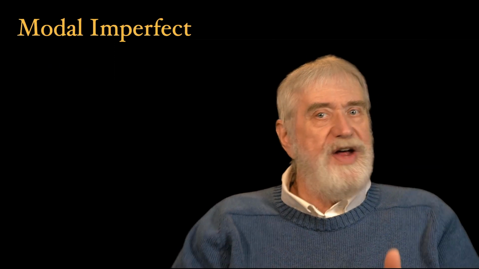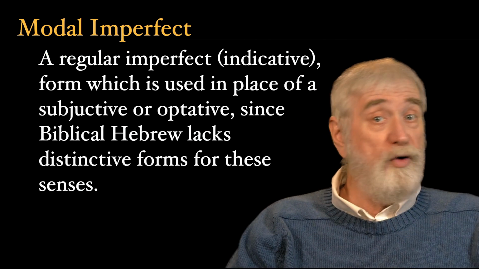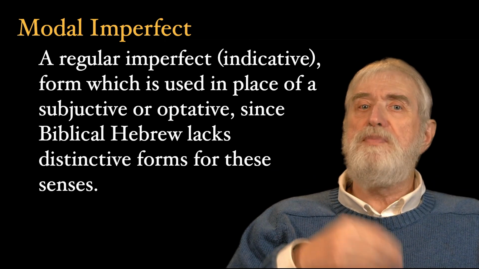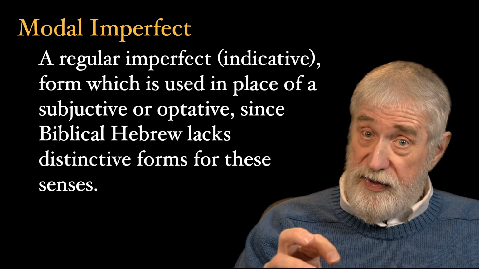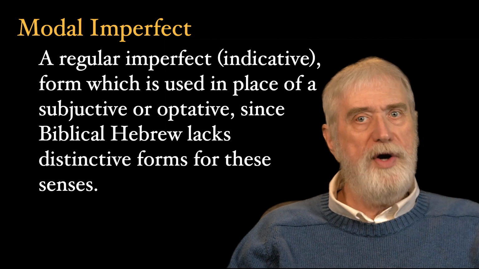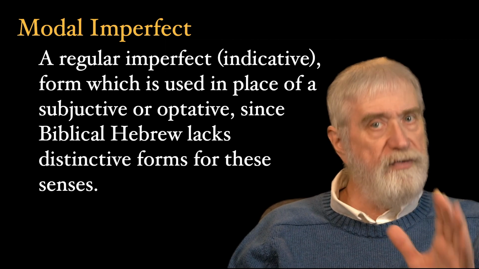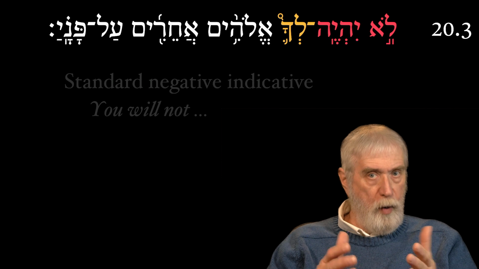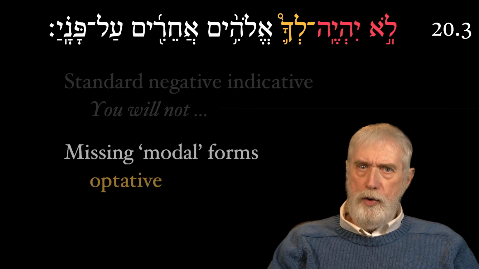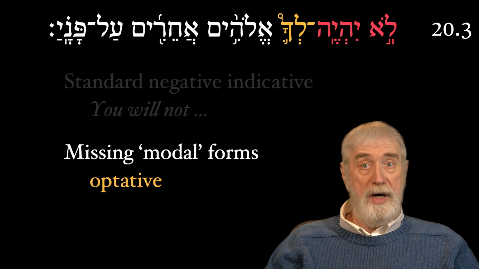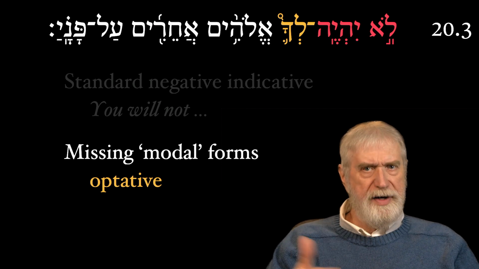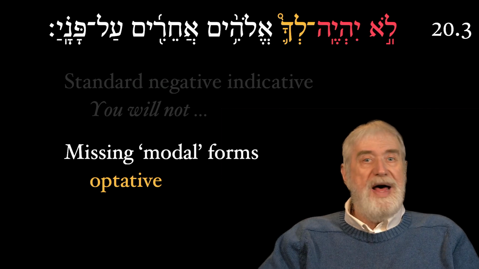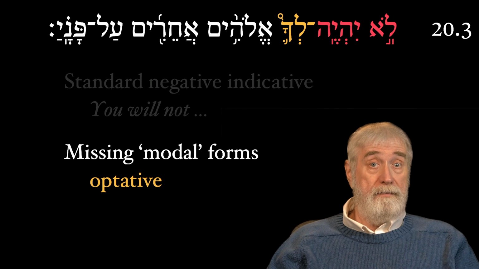Now, that just means that the form is the form of a regular imperfect. But in that case, the regular imperfect is being used to communicate the sense of one of those moods for which Hebrew does not have a separate form. In this case, given the context that we're working in, the most likely mood would be the optative mood, the sense of something that is expected. Or in this case, because it's negative, it would be something that it is expected will not happen.